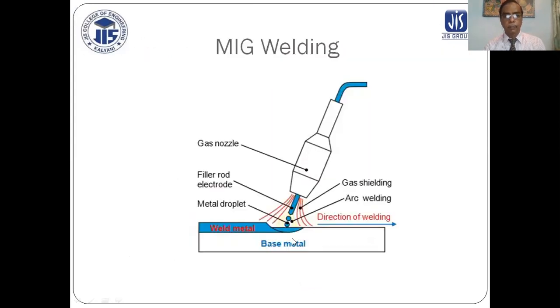How MIG welding is performed: gas nozzle, shielding gases are there. The filler rod electrode is continuously fed, and metal droplets transfer. This is where the arc is formed, and this is the weld metal. This is the weld metal, and this is the base metal.